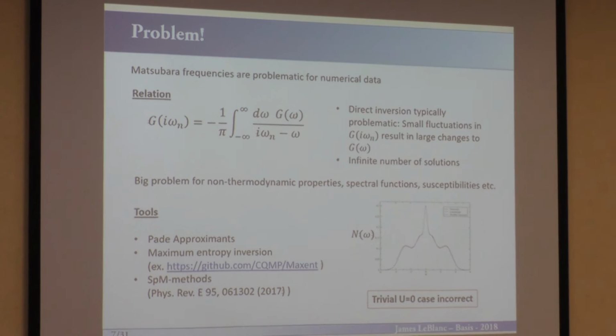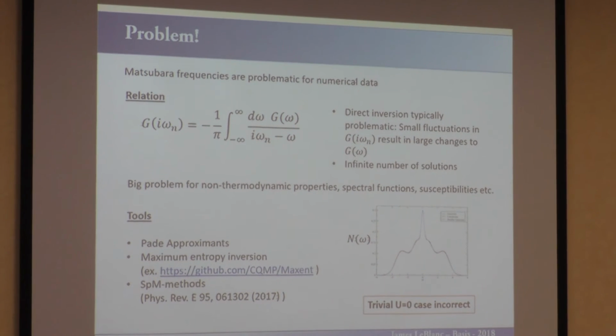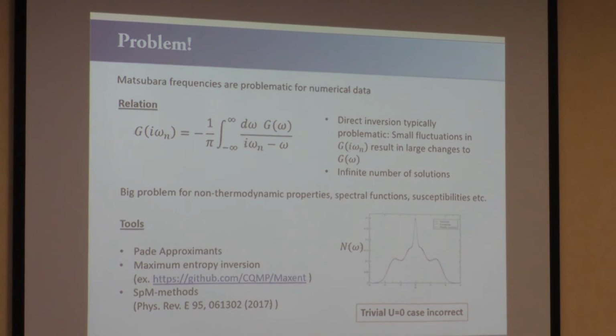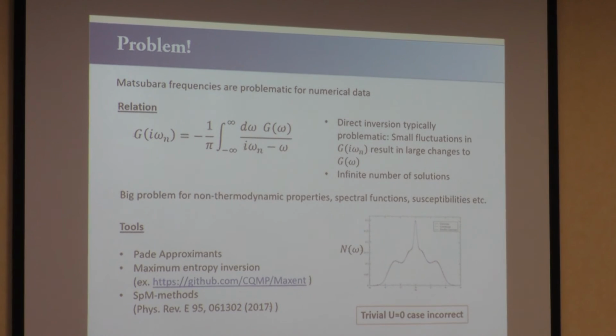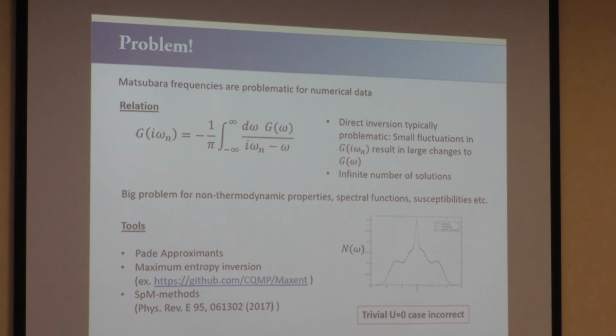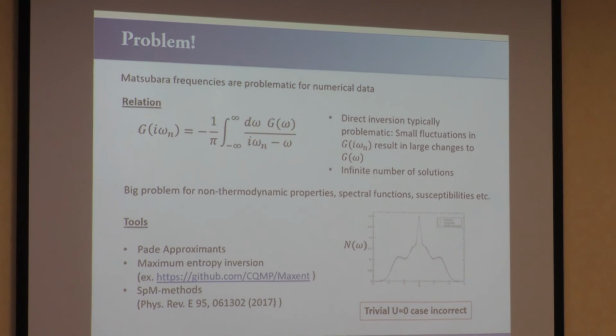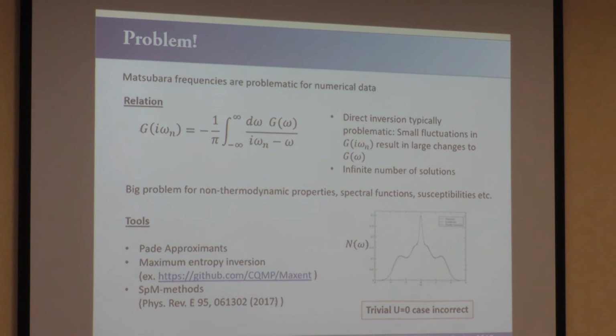All right. Matsubara frequencies are problematic for numerical data. There's a relationship between a Green's function in real frequency and a Green's function in Matsubara space. And unfortunately, if you have the Green's function in real space, it's very straightforward to obtain the object in Matsubara space. This is what's called a Wick rotation, but it's also given by this equation here, where you find that complex pole, and you pull out the correct Green's function. But the direct inversion of that is actually problematic because a small fluctuation of the Green's function on the Matsubara axis could result in a large fluctuation on the real axis, okay?